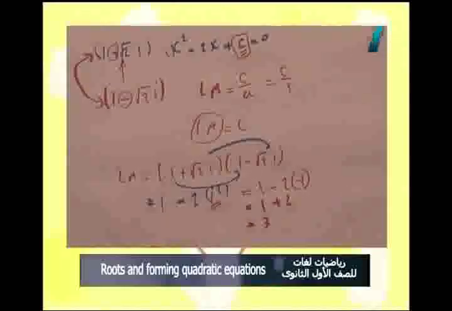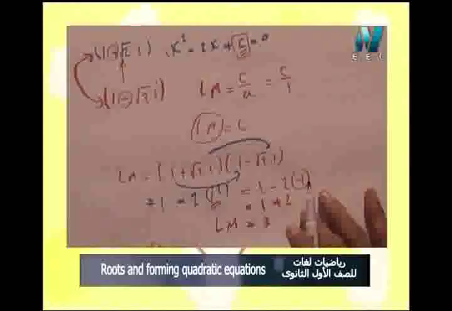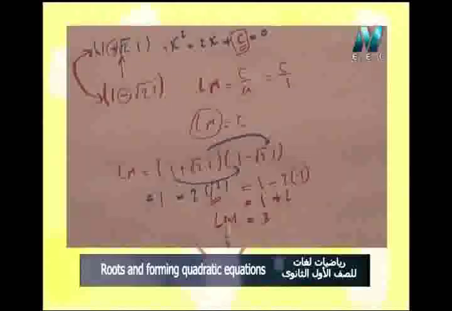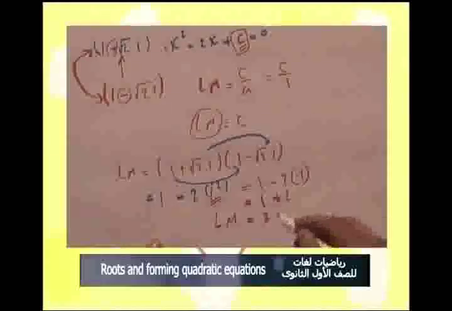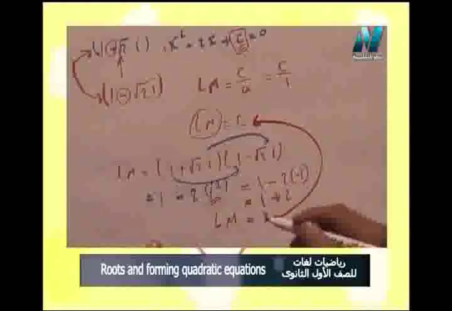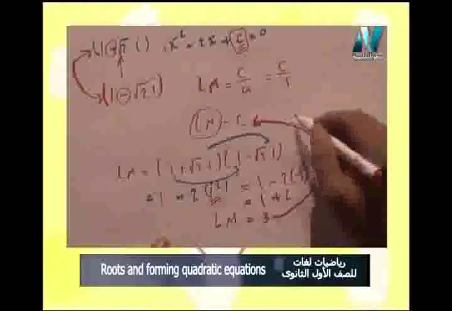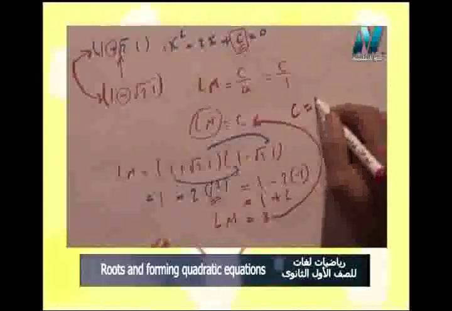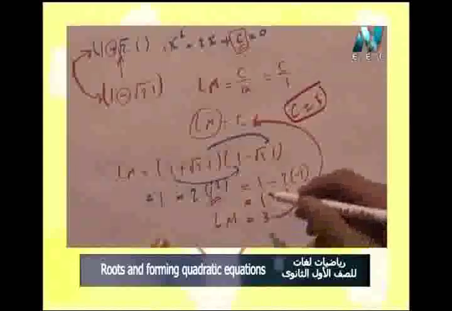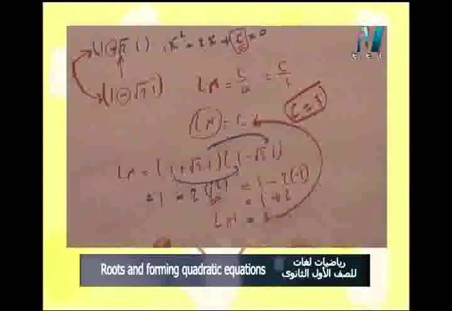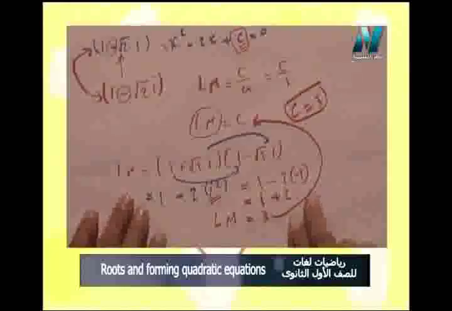Okay, what is 3? 3 is the product of the two roots here. Okay, lm equals 3, and we have here lm equals c, so c will be 3. Okay, we have found c now equals 3.